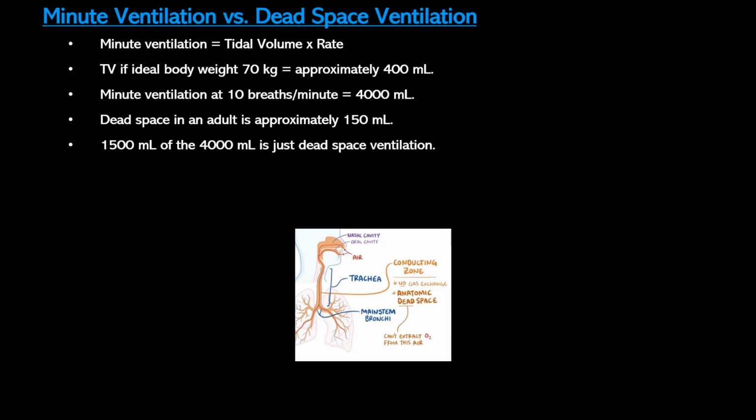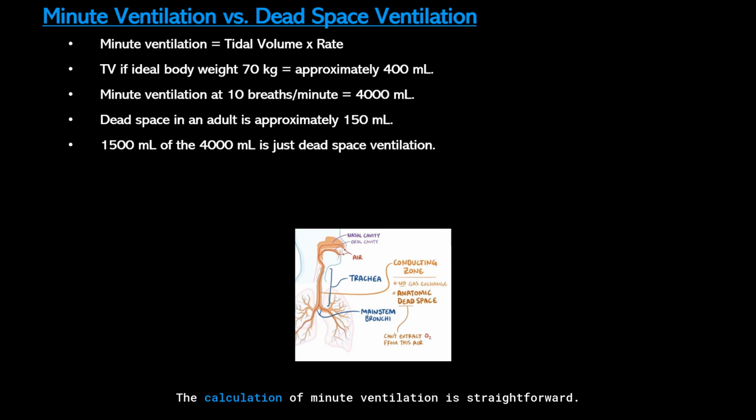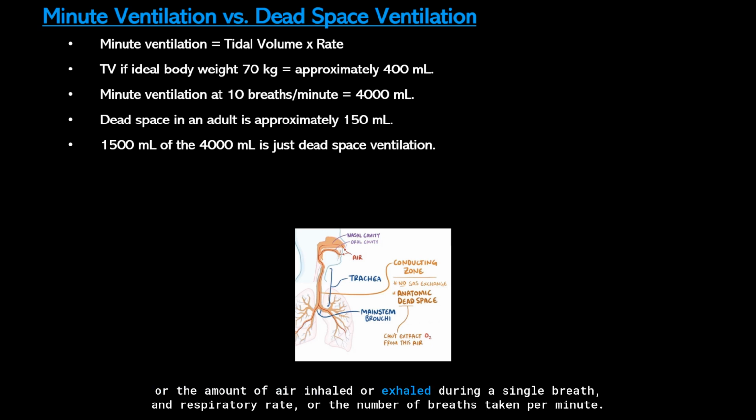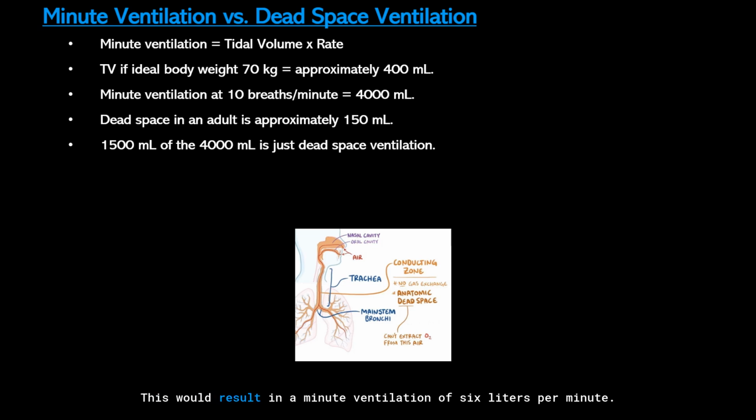Minute ventilation is an important parameter for assessing respiratory efficiency and is often used in both clinical and research settings. The calculation of minute ventilation is straightforward. It's the product of tidal volume, or the amount of air inhaled or exhaled during a single breath, and respiratory rate, or the number of breaths taken per minute. In a typical adult at rest, the tidal volume is approximately 500 milliliters per breath, and the respiratory rate is about 12 to 20 breaths per minute. This would result in a minute ventilation of 6 liters per minute.